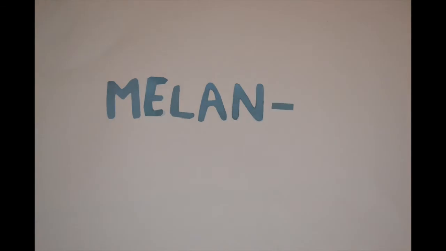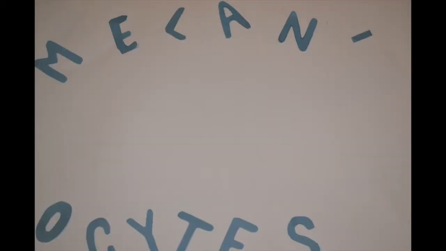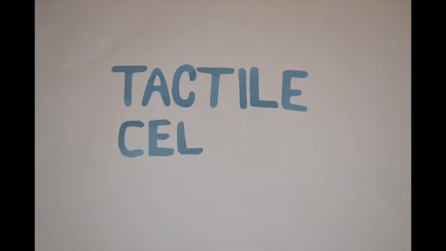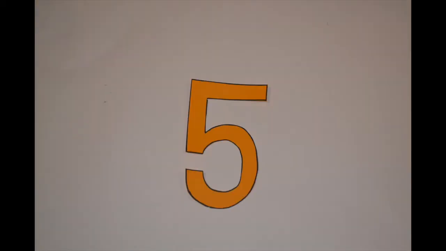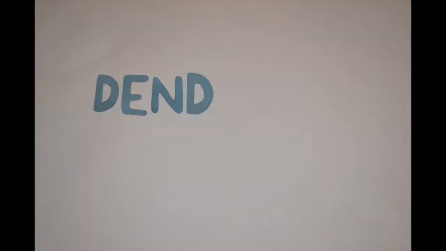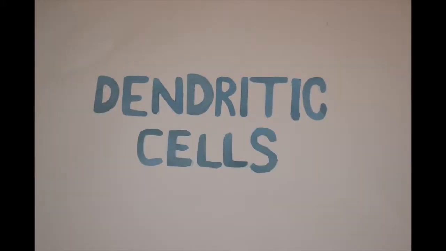Third are melanocytes, which only occur in the stratum basale. These cells synthesize the pigment melanin, which shields DNA from ultraviolet radiation. Fourth are tactile or Merkel cells, which are located in the basale layer of the epidermis. Fifth are the dendritic cells, which are found in the stratum spinosum and granulosum. They stand guard against toxins, microbes, and other pathogens that penetrate the skin.